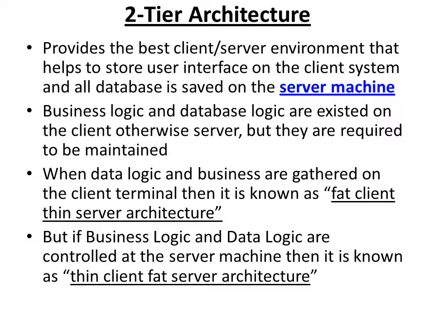When data logic and business logic are gathered on the client terminal, the business logic and database logic can be located in the client or the server. If the data logic and business logic are located in the client terminal, then it is known as fat client thin server architecture. The client becomes fat because the data logic and business logic are located in the client. That is why it is called fat client and thin server architecture.